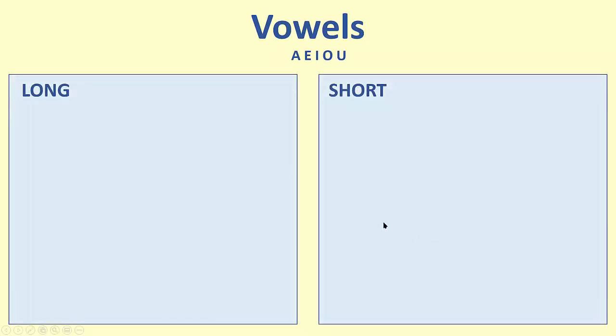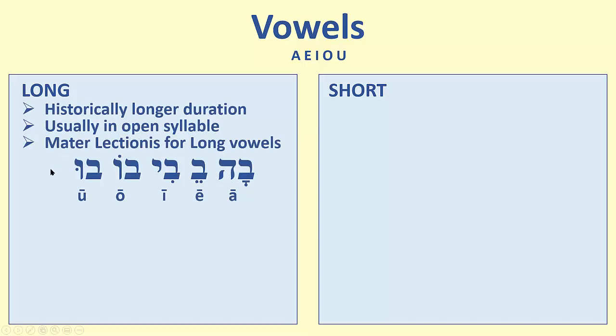Okay, so now we can talk about vowels. Again, you should know the vowels already, but I'm going to teach them as either long or short. Now, technically there is a third category of vowels, but I'm not going to get to that quite yet. Right now we're just going to look at the long vowels and the short vowels. All right, now long vowels historically were pronounced longer. They literally had a longer duration as they were being pronounced.